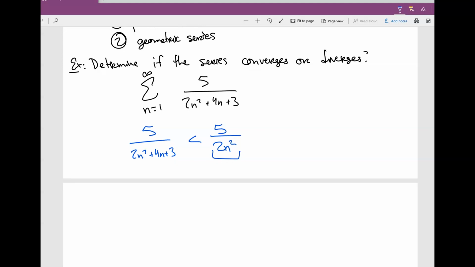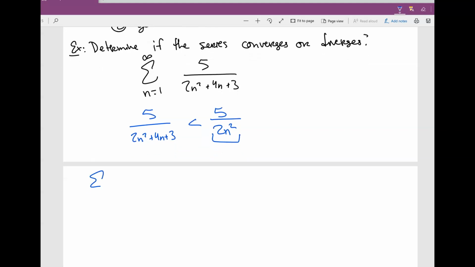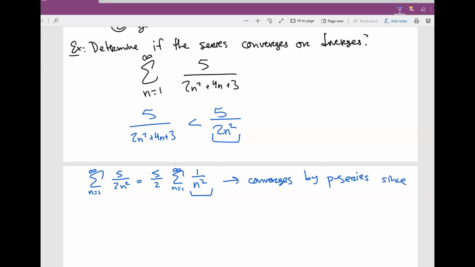Okay, so now I'm going to work with this particular term. I'm going to look at the series summation from n goes from 1 to infinity of 5 over 2n squared. I can take out the 5 halves, and I get the sum from n goes from 1 to infinity of 1 over n squared. This converges by P series, since P is greater than 1. In this case, P is equal to 2, which is greater than 1.